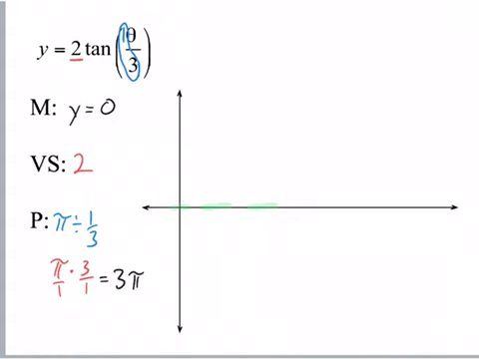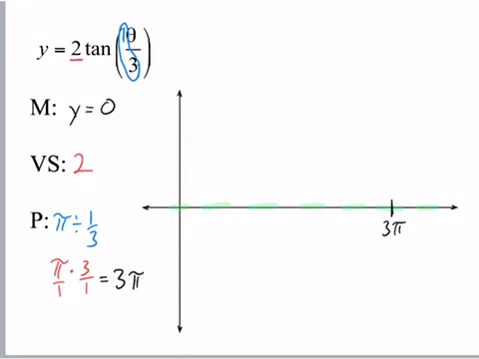Boom, boom. And draw my midline down the middle, if I can. It's sometimes annoying to draw the midline on the x-axis. All right, next, I'm going to put a line out here, and that's going to be my period. And my period will be labeled as 3 pi. So that's the end of it.